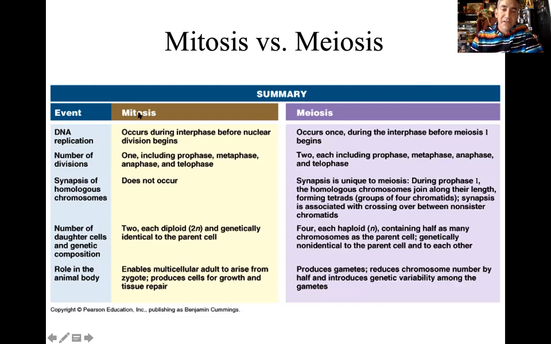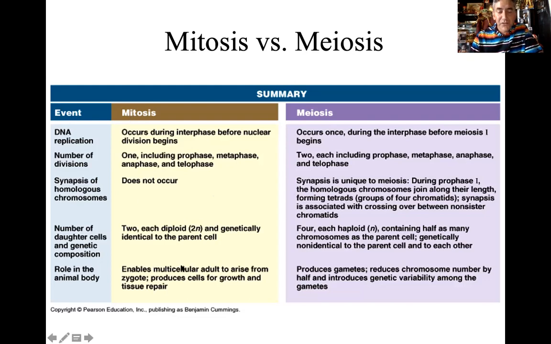The final products of mitosis, 2 identical cells. We start with somatic, we end up with somatic in mitosis. We start with diploid, we end up with diploid. In meiosis, we end up with 4. So we started with somatic, we end up with gametic. We start with diploid, we end up with haploid. We started with 1 cell, we end up with 4. And they're all different cells here, right?